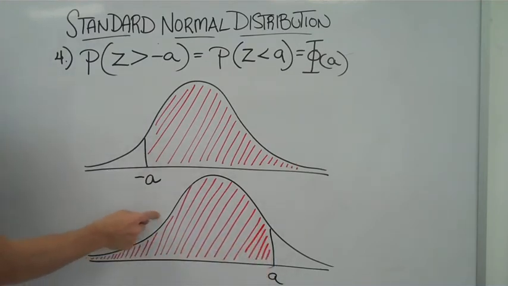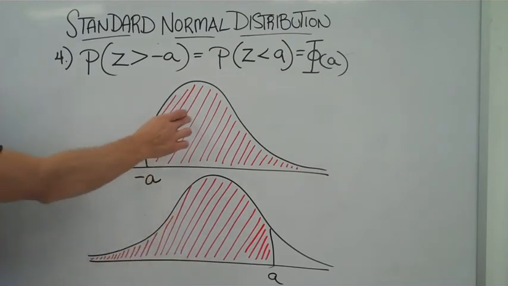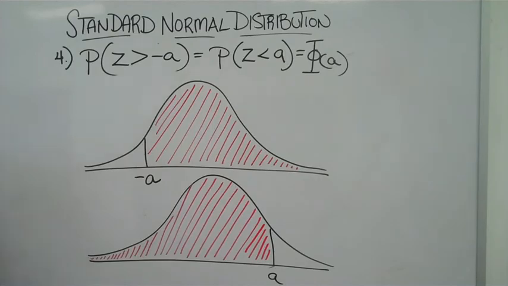Why is this one good? Because this is what the z-values are in your charts and tables and calculators. This is what they gave you. So if you want to find this, you have to relate this to this.